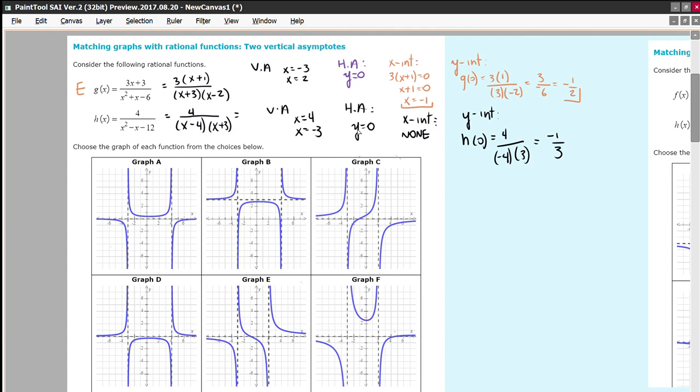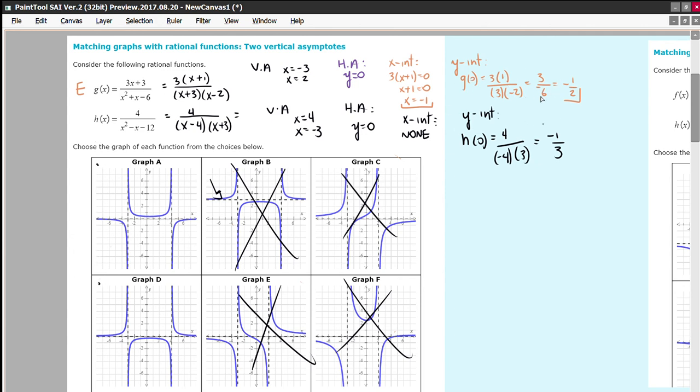So let's start identifying which graphs are valid. Because the vertical asymptotes should be in 4 and -3, this graph, this graph, and this graph are invalid. It can only be A, B, or D. Now, the horizontal asymptote is in y equals 0, meaning graph B cannot be because it has a horizontal asymptote in 3. Now, it doesn't have an x-intercept, okay? Both of them don't have an x-intercept.